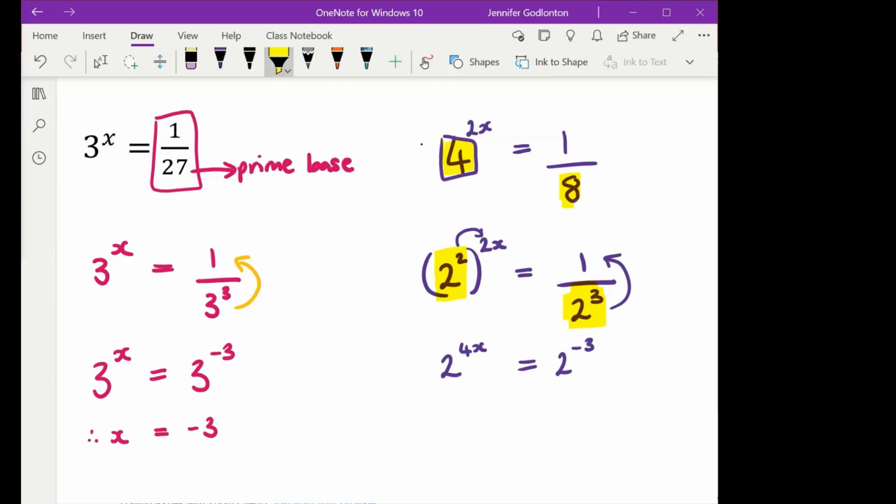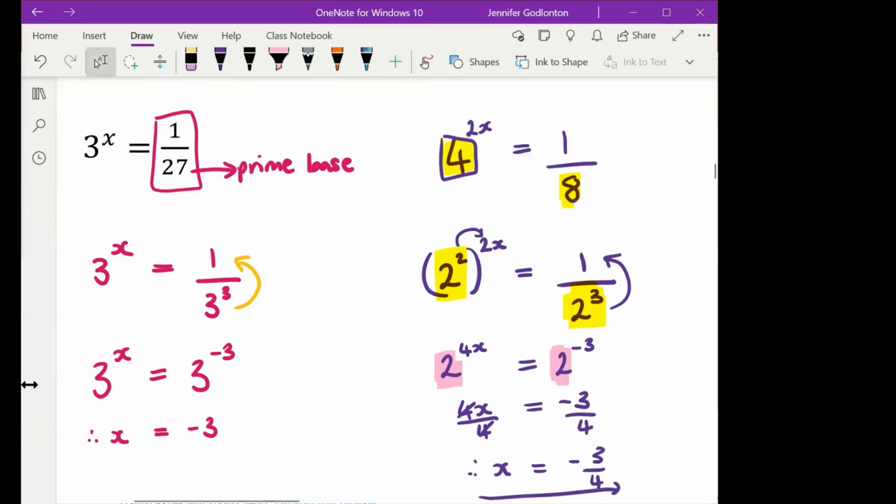Now at this point, my bases are both 2. So my bases are the same. And when we get to the point where our bases are the same, then we can say our exponents are the same. So now we can say 4x is equal to negative 3. And I want to know what x is. So I'm going to divide both sides by 4. And I'm going to see that x is equal to negative 3 over 4. And that's going to be my final answer.